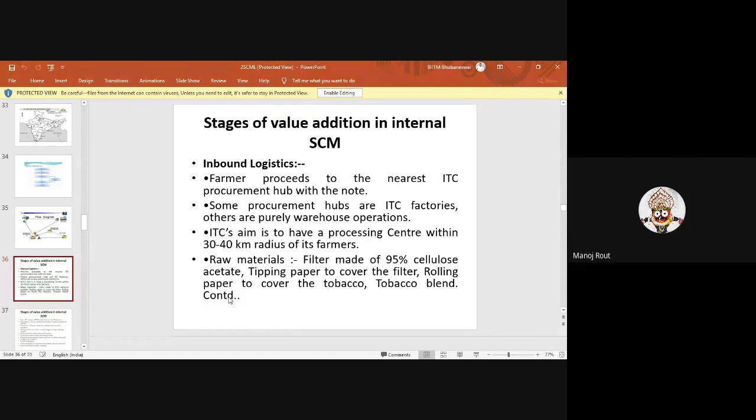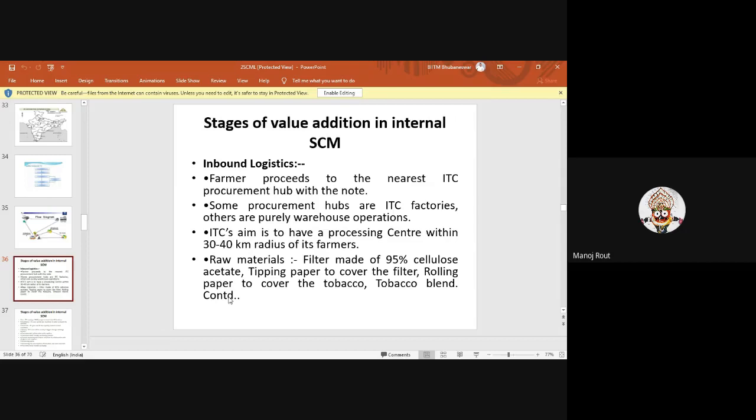The next part is the raw material: the filters are made of 90% cellulose. This is the typical example of cellulose, in case of fruit juice, and tipping paper to cover filters, and rolling papers to cover tobacco, and tobacco blend. These are the things. For example, in case of your juice items, in case of fruit juice, in case of flavor juice, all the cellulose is directly made into filters, and in case of tipping paper to cover the filter, this is a typical example in case of your cigarette.